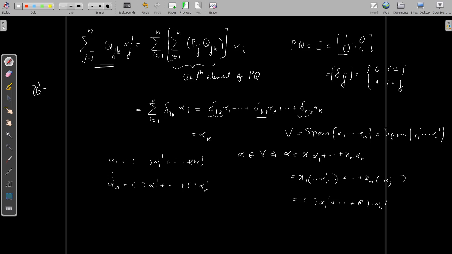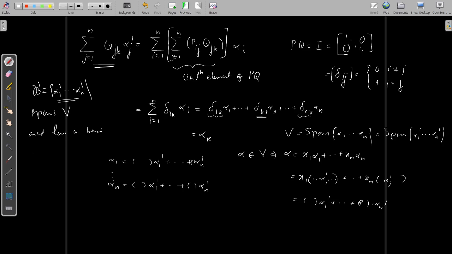Therefore, this B prime consisting of alpha 1 prime, etc., alpha n prime spans V, and hence is a basis. Because if this is not linearly independent, then there exists a proper subset of this which is linearly independent and spans the same span, that of B prime, which is equal to V. That is a contradiction for the dimension of V, since then the dimension of V would be less than n. So we can say that B prime is always a basis.